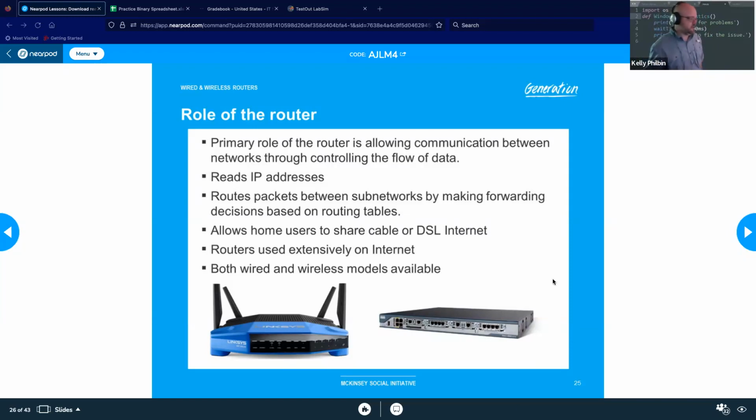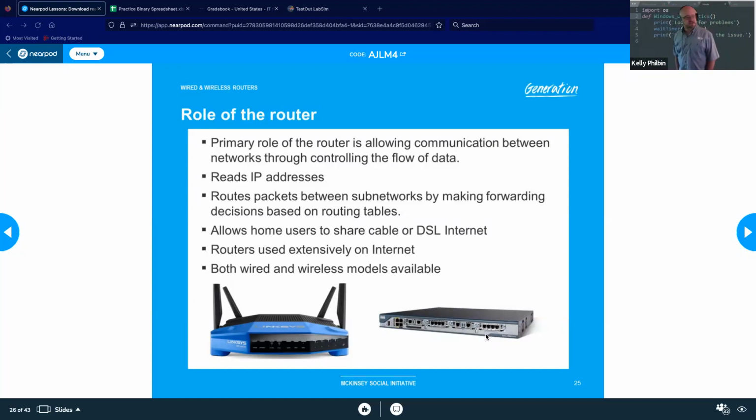And then we have the more enterprise version, which looks like this. This is what you would typically see at mid to large companies. This would be something that you put in your server rack, and then you would connect it to your switches and what have you to be able to establish internet for the rest of the office or whatnot.